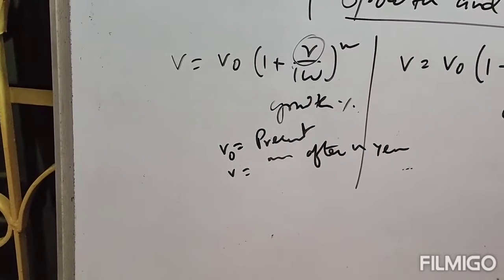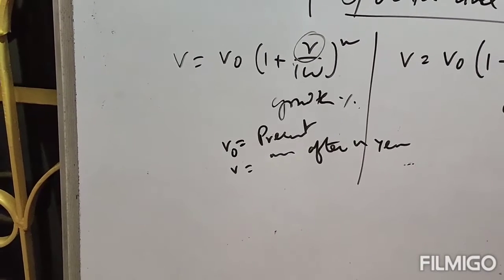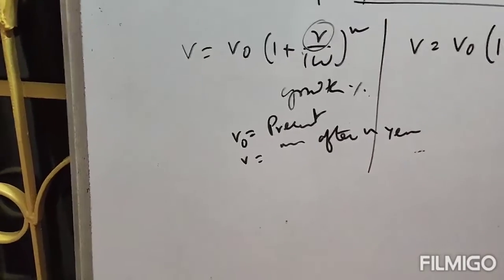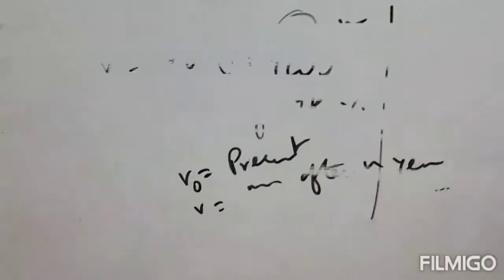Next formula. So these two are the basic formulas of growth and depreciation. If growth is there, it will be plus, and if depreciation is there, it will be minus.